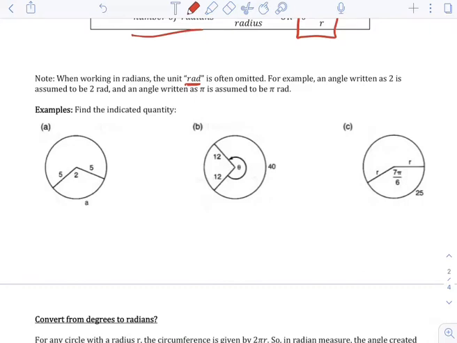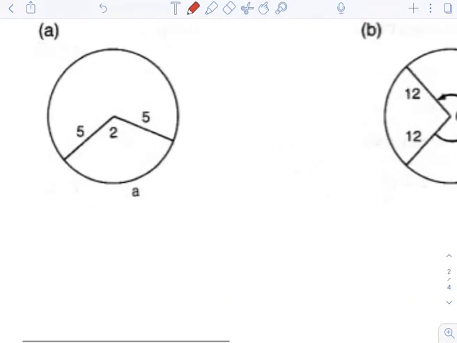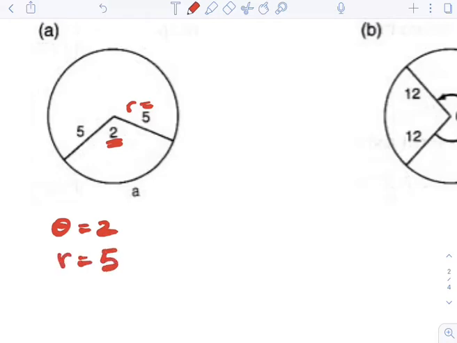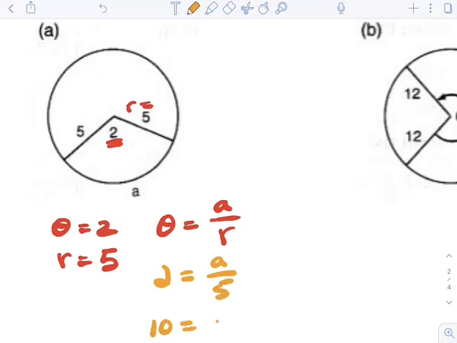So find the indicated quantity. In this case here, we're talking about 2 radians. We have a radius of 5. So I know my angle is 2, and I know my radius in this case is 5. And we had a formula. The formula was theta is equal to a over r. So in this case, we know 2, 1 unknown. So I'm going to plug these values in. 2 is equal to a over 5. And as I multiply both sides by 5, we're going to get 10 is equal to a.